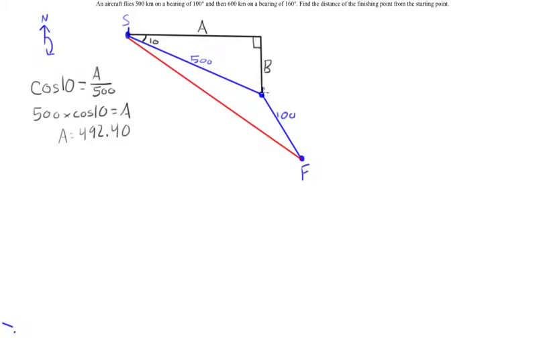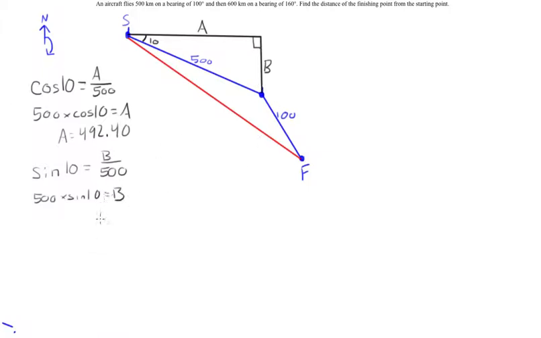Now let's find side B of that triangle. Well, side B is going to be my opposite side, and my opposite is my sine angle if I still use that same 10-degree angle. So sine of 10 is equal to side B over the hypotenuse of 500. So I'm going to multiply both sides by 500, so I get 500 times sine of 10 is equal to B.